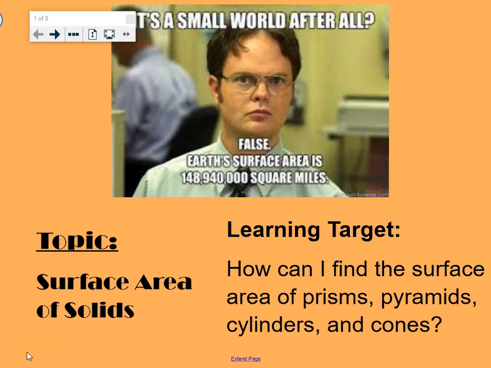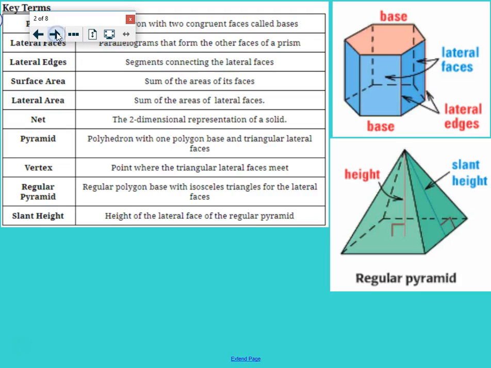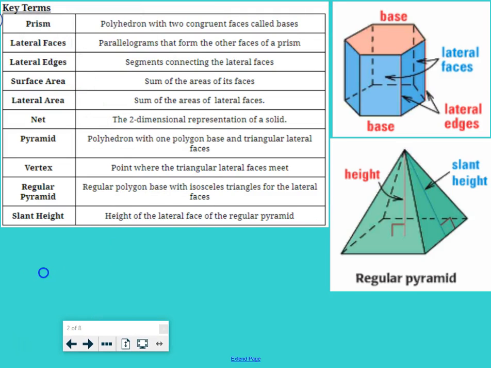Today our topic is surface area of solids. So how can I find the surface area of prisms, pyramids, cylinders, and cones? First off, just some basic vocabulary.